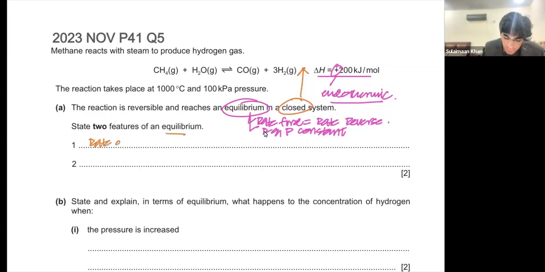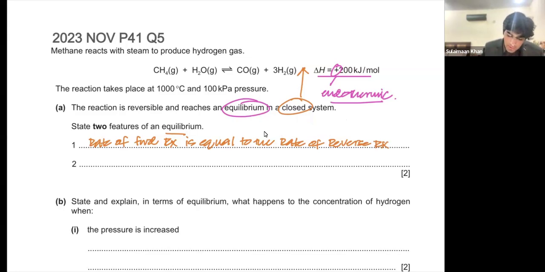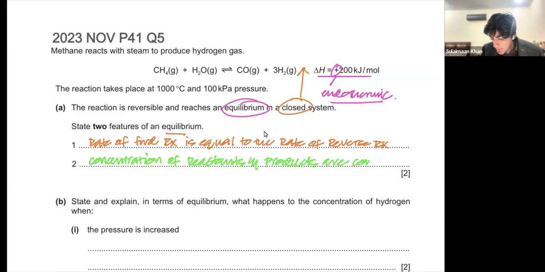Obviously the rate of forward reaction. You need to write the word forward. I'm writing FWD, but you need to write the word forward. So the rate of forward reaction is equal to the rate of reverse reaction. And obviously the concentration of reactants and products are constant. Remember, they are not necessarily equal, but it will always be constant.